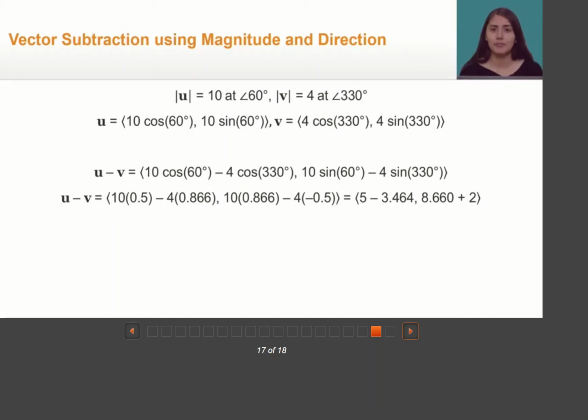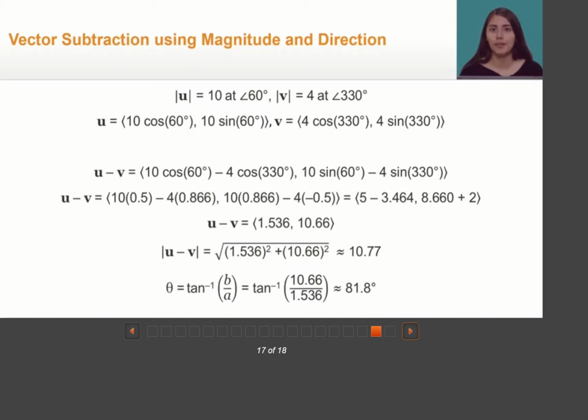The component form of u minus v has an x component of 1.536 and a y component of 10.66. When we convert back to polar form, we see that the magnitude of u minus v is approximately 10.77 units, and the directional angle is 81.8 degrees.